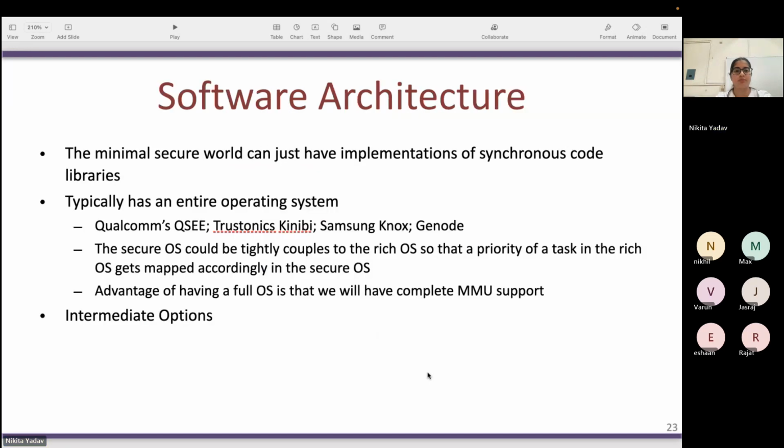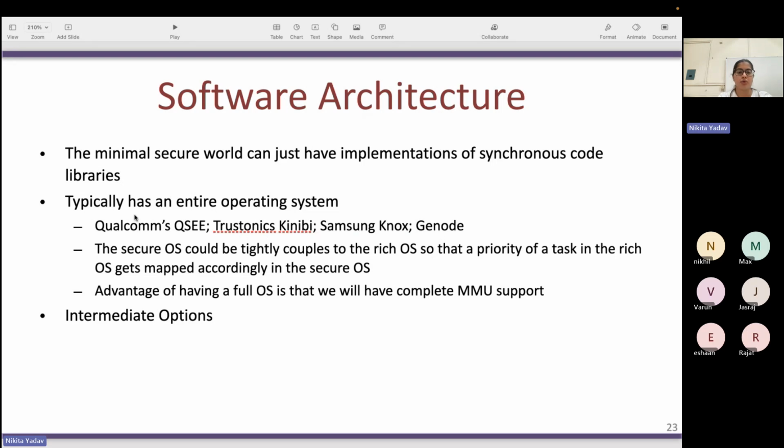So this is all about ARM TrustZone. ARM TrustZone typically can have an entire operating system in the secure world, and these are examples of secure operating systems: Qualcomm's QSEE, Trustonic's Kinibi, Samsung Knox, and Node.